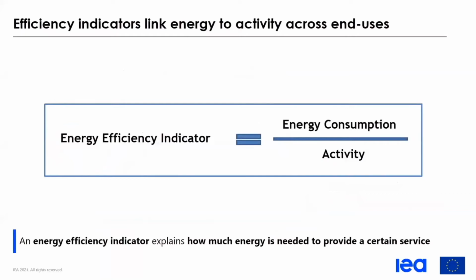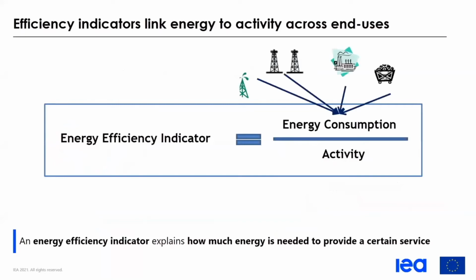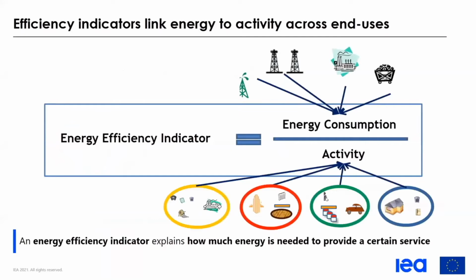Also, in order to develop indicators, apart from energy consumption data, it is essential to also collect activity data. The activity data are sector specific. It could be a physical production of a certain commodity like cement or steel, floor area, or the distance driven by a vehicle. Combining energy consumption and activity data, we can obtain efficiency indicators that explain how much energy is needed to provide a certain service. For instance, how much energy is needed to produce a ton of steel.